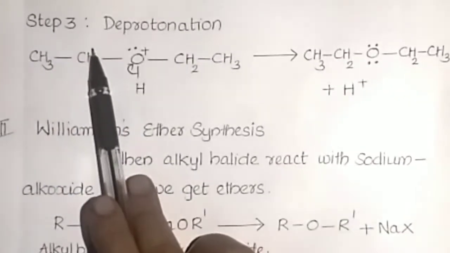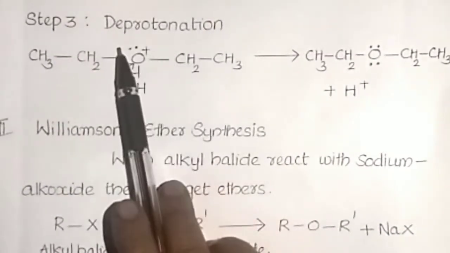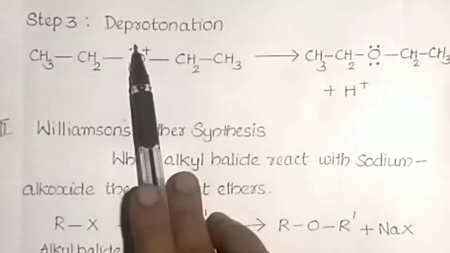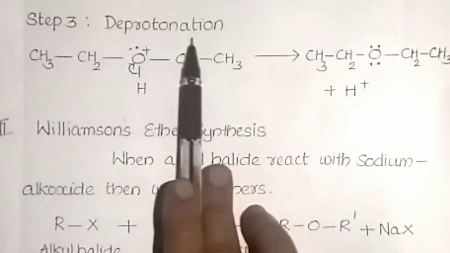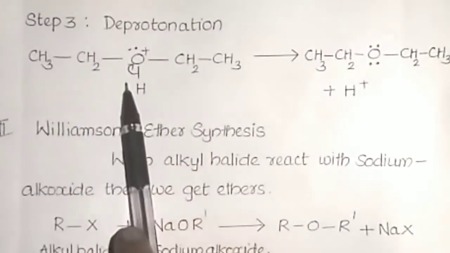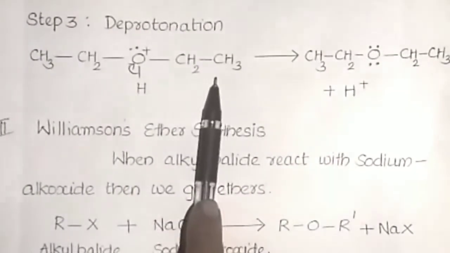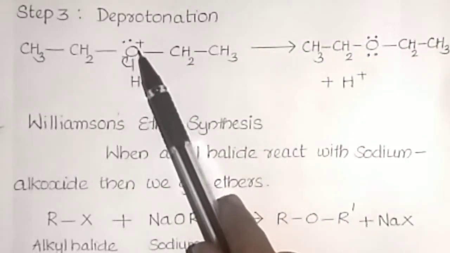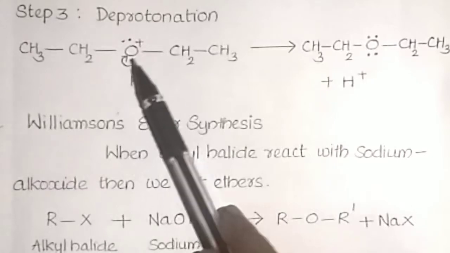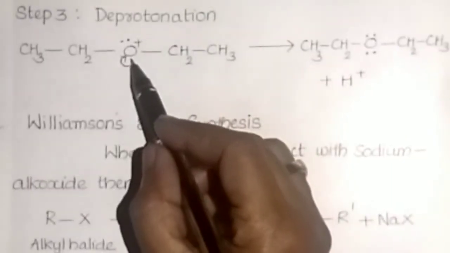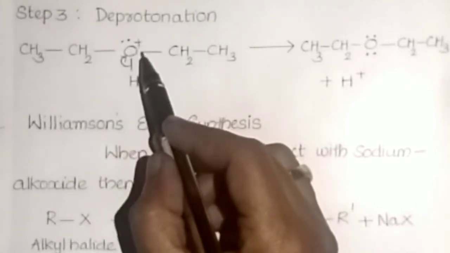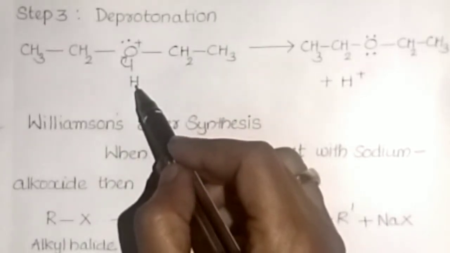Then the third step is deprotonation. In the first step, one proton is added to the alcohol. In the last step, that H plus is removed, deprotonation. From this compound from the second step, between this oxygen and hydrogen, one pair of electrons is present. This pair of electrons is given to oxygen. Then this hydrogen gets the positive charge.